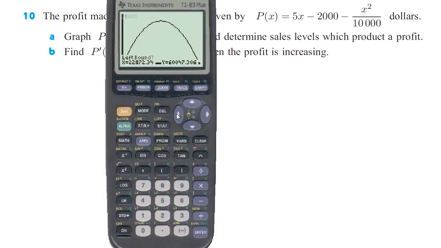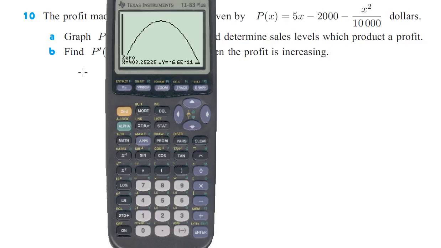Okay, so left bound. Again, I'm just going to keep going over here to the left, and I'm going to watch this Y value here. As soon as this Y value turns negative, then I know I've gotten as far left as I need to. So let's just wait it out. Okay, getting close. There we go. Y is now negative. So I'm going to push enter, and then I'm over here. The y is now positive. So I push enter again, and it gives us that the x has got to be 403.